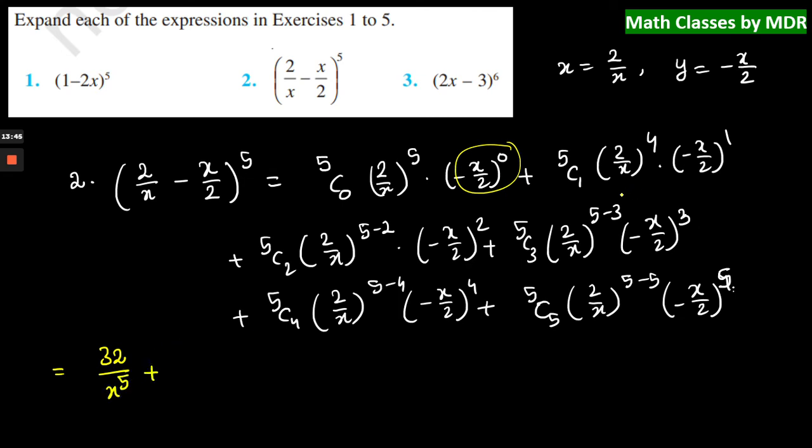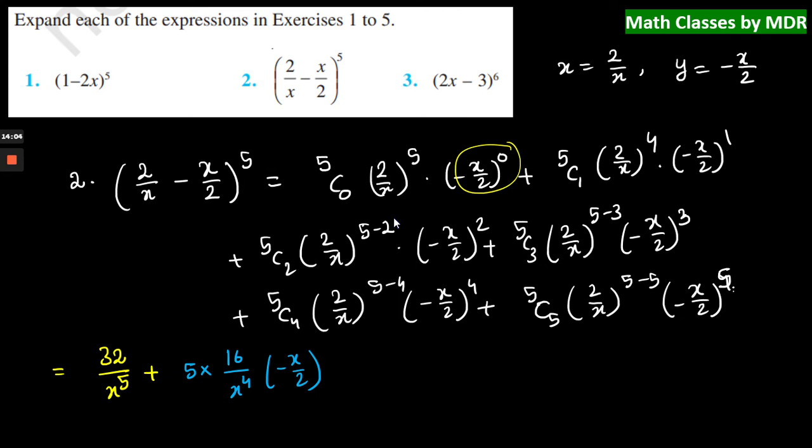Now let's see the second term, 5c1. 5c1 is 5. So 5 into 2 to the power 4 is 16 by x to the power 4, into minus x by 2, that is minus x by 2. That is right.